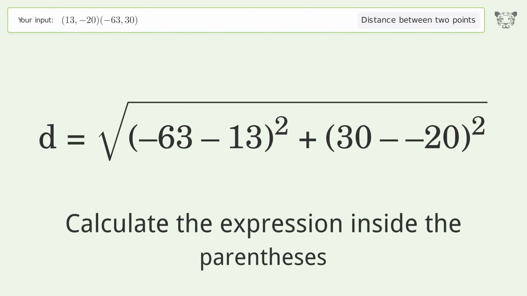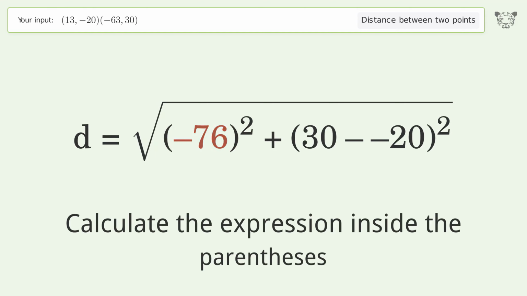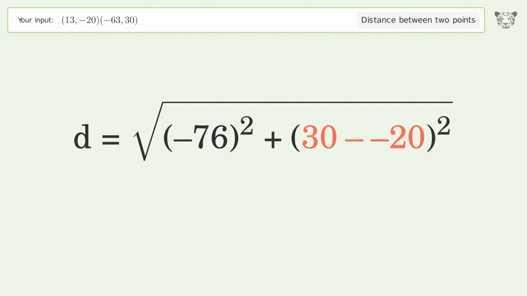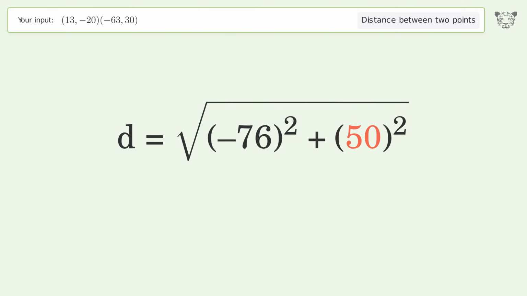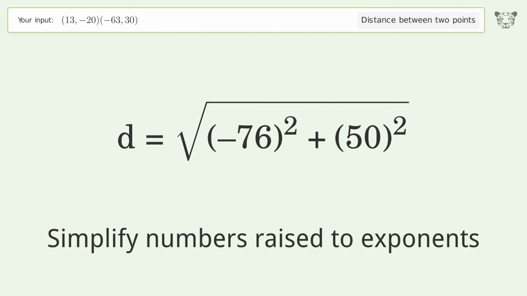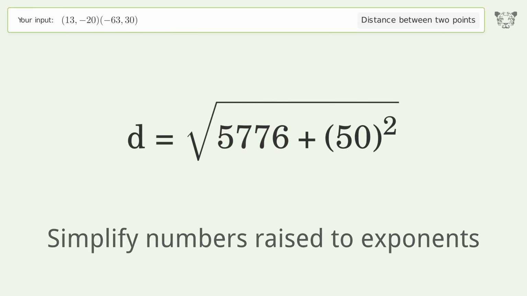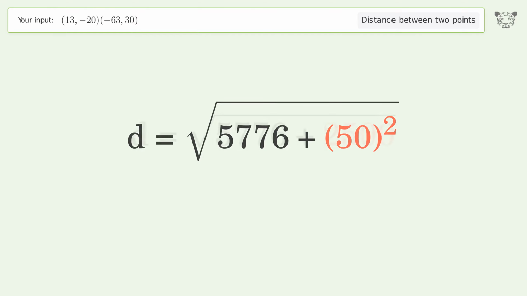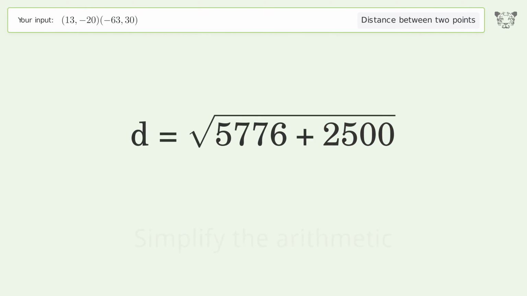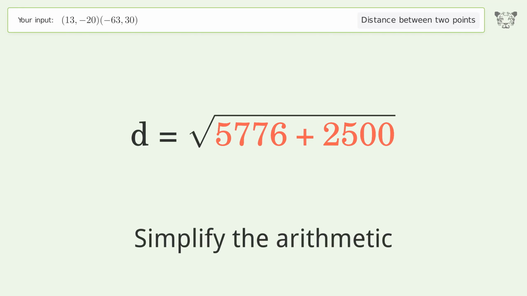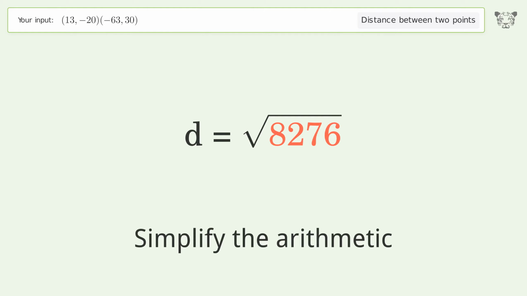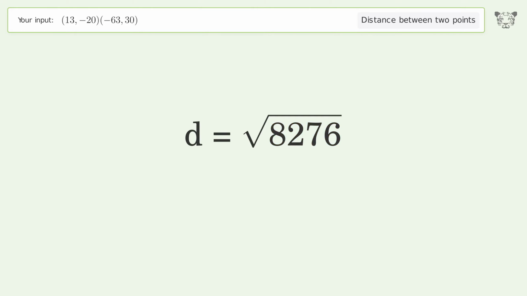Calculate the expression inside the parentheses. Simplify numbers raised to exponents. Simplify the arithmetic. And so the distance between the 2 points is the square root of 8,276, or 90.973.